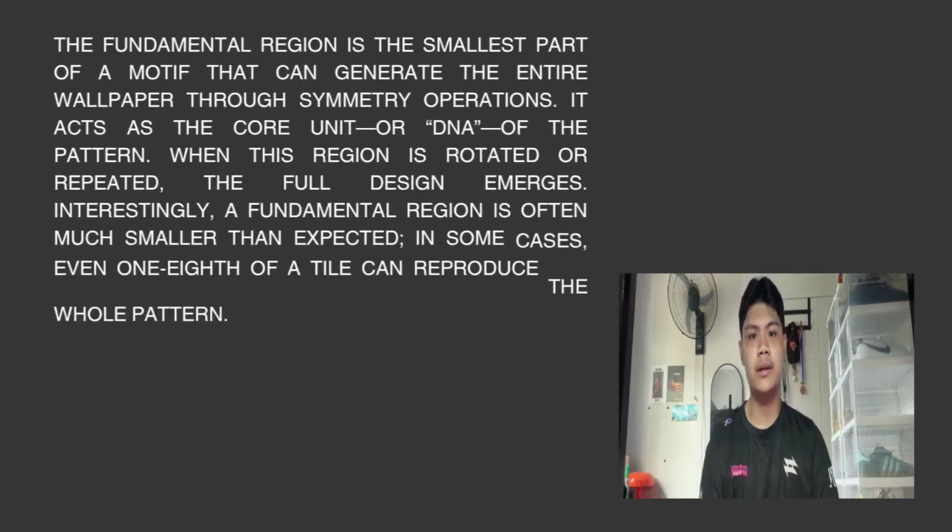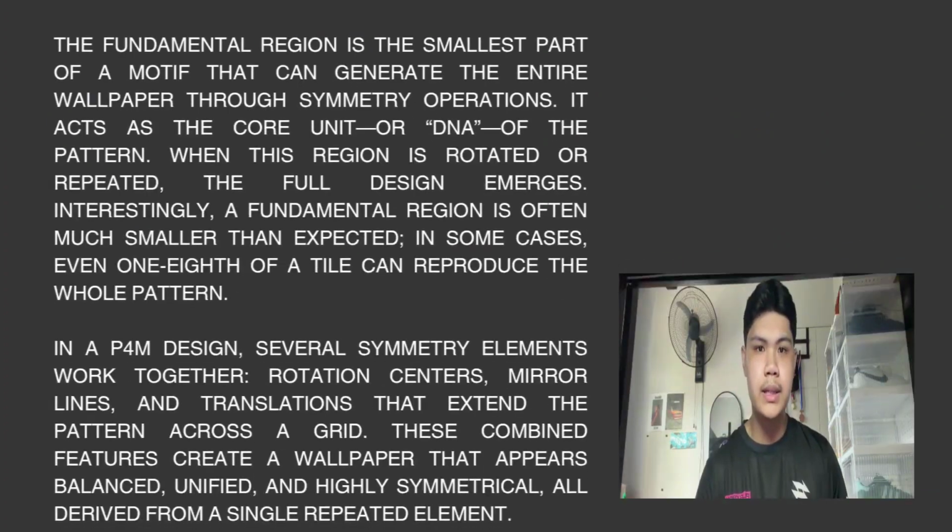Now let's talk about the fundamental region. This is the smallest portion of the motif that, when rotated, can generate the entire wallpaper. Think of it like the core unit or DNA of the pattern. When this region is repeated through rotation and movement, the entire wallpaper is produced. Here's a trivia. The fundamental region of a pattern is often much smaller than what most people think. Sometimes, just 1/8 of a tile can repeat into a full wallpaper.